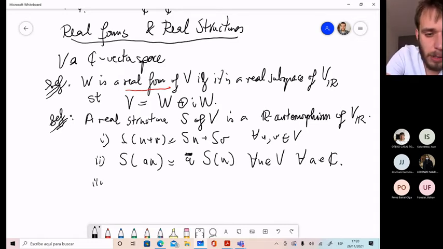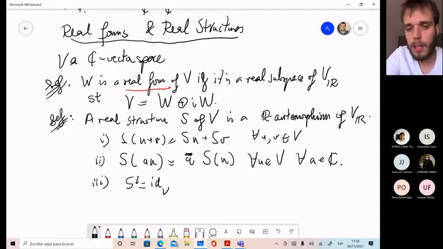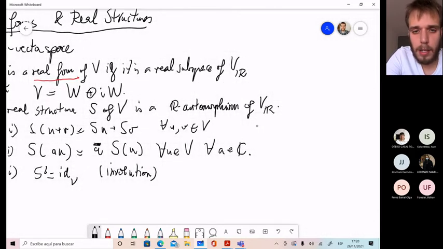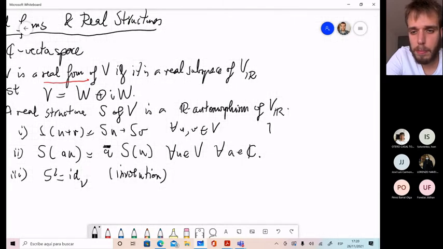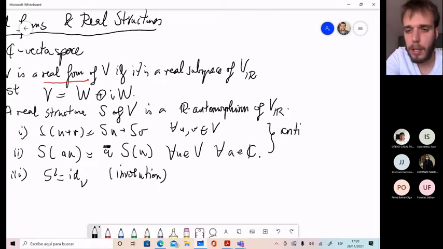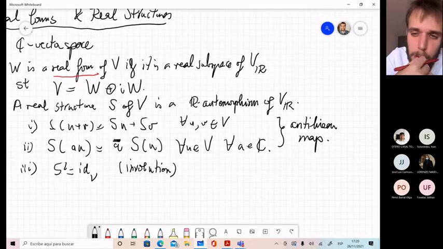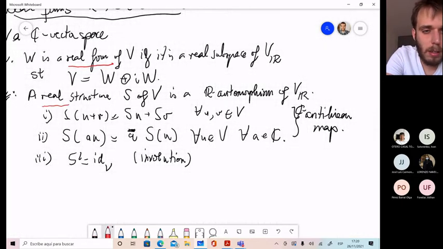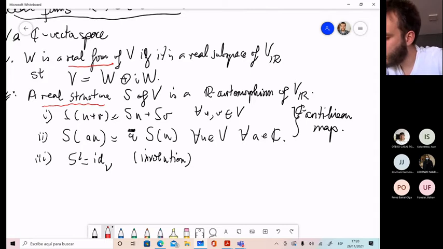And the third condition is that the square of S is the identity of V. Okay, this is what is said to be an involution. And an R automorphism of V_R satisfying these two properties, or not necessarily an automorphism, but just a linear map, is called an antilinear map. Okay. Or maybe we can say C antilinear map to be even more informative. Maybe I omit this C in the future.